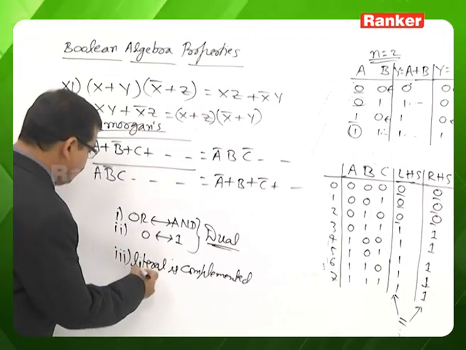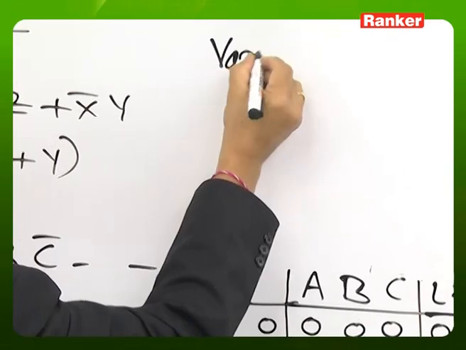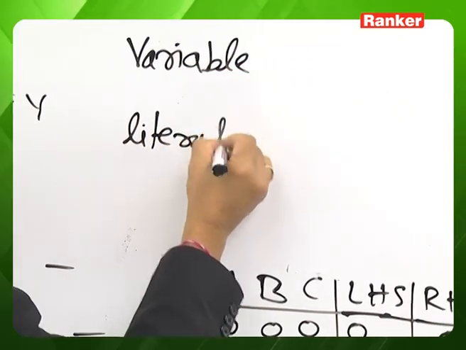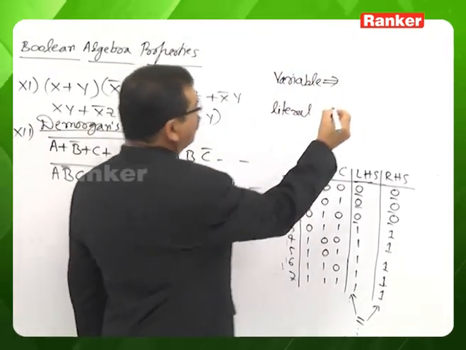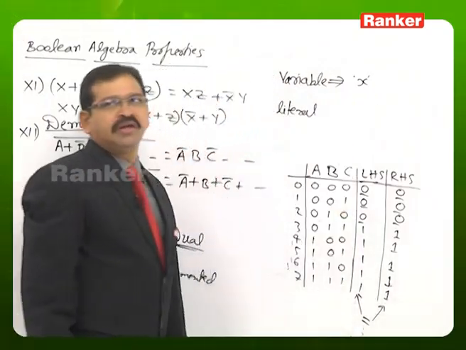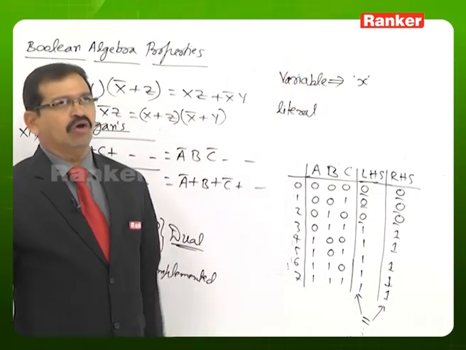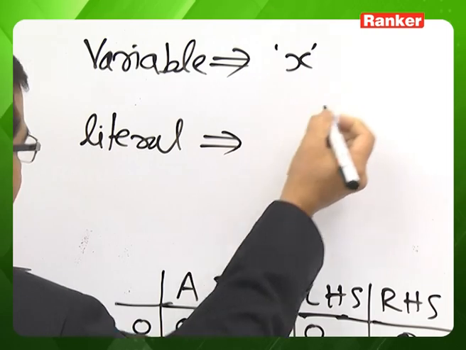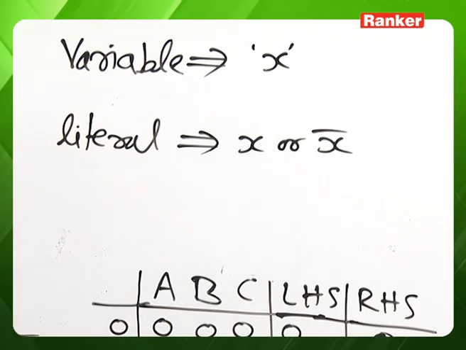Here I used the word literal. What is the meaning of the words variable and literal? Truly speaking, the word variable refers only to the uncomplemented form of the variable. Variables are available only in uncomplemented form. The complementary form of the variable we read while using a NOT operation. Whereas the word literal refers to either the uncomplemented or the complementary form of the variable.